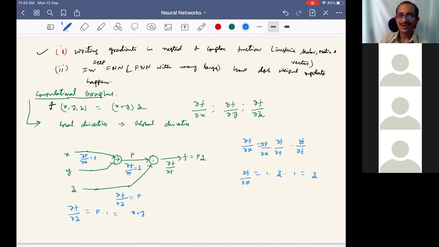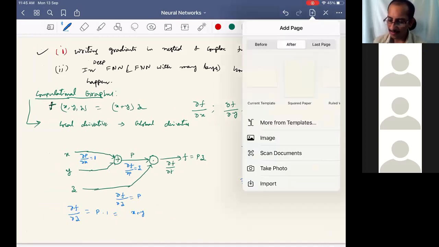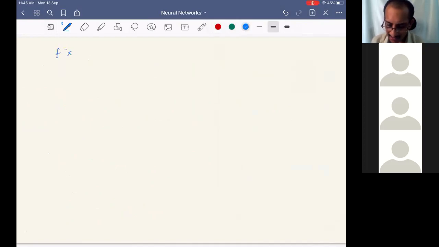For this simple expression, it may look very trivial. But this will be very useful when we write complex functions, especially involving matrices, vectors, and so on. So let us take one more example. f of x, let it be equal to e power minus w transpose x. Just to have a vector. Now what we want to write is dou f by dou x or dou w. Assume that.